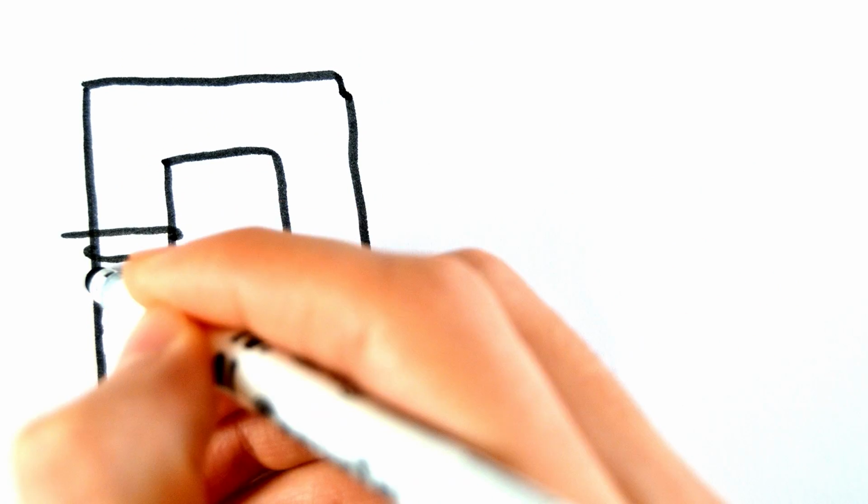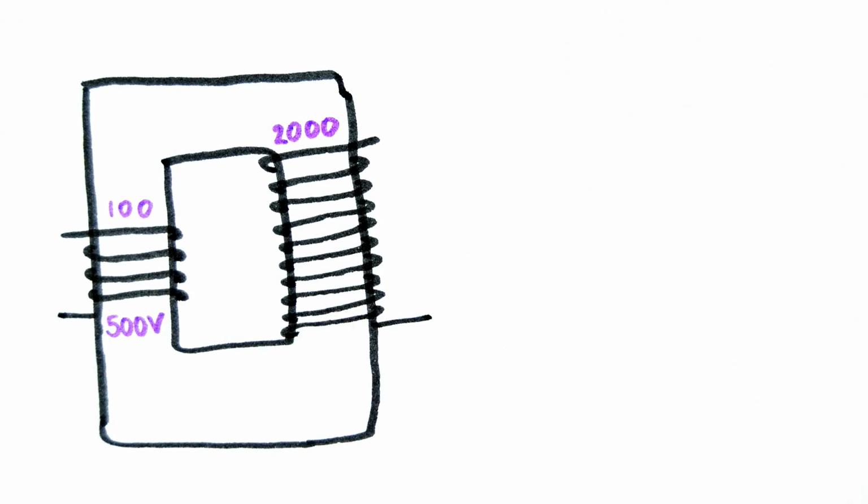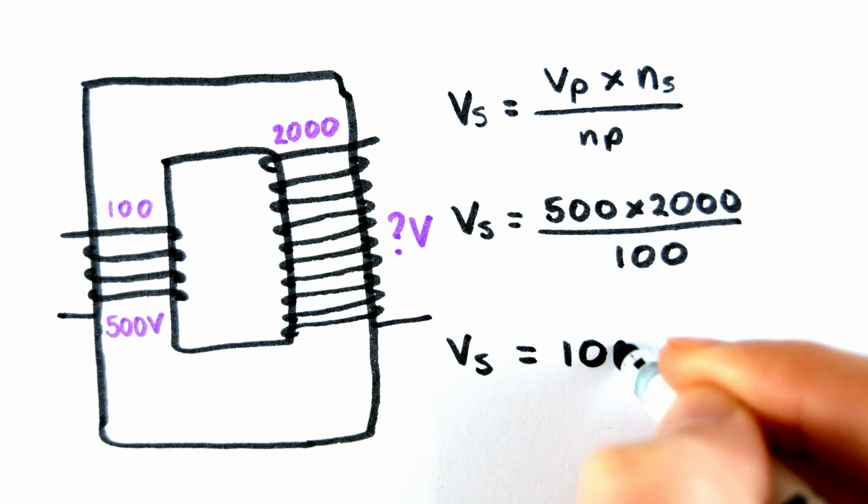For example, a transformer has 100 turns on the primary coil and 2000 turns on the secondary. If the input potential difference is 500 volts, then the output potential difference can be calculated by rearranging the formula to give 10,000 volts.